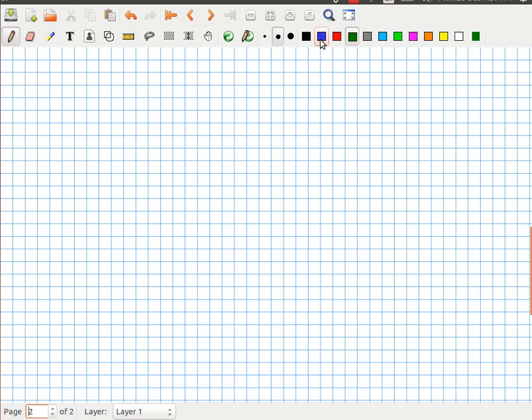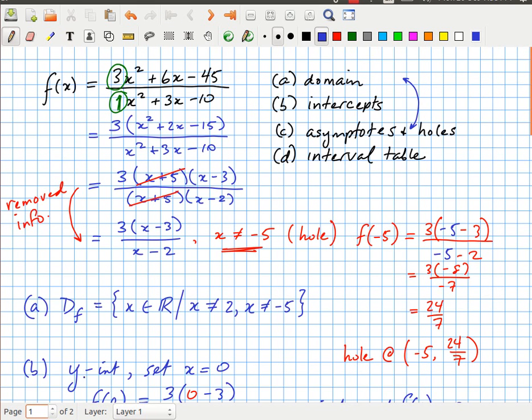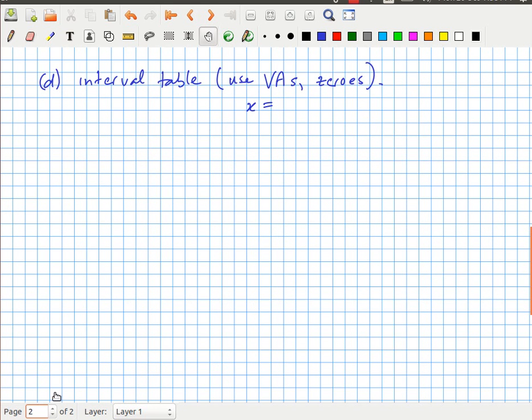And we're going to do part D now, which is our interval table. For that, I'm going to use my vertical asymptotes or my zeros. So what were those? Just to remind you, I'm going to switch back here for a quick look. We had a vertical asymptote at x equals 2 and a 0 at x equals 3.